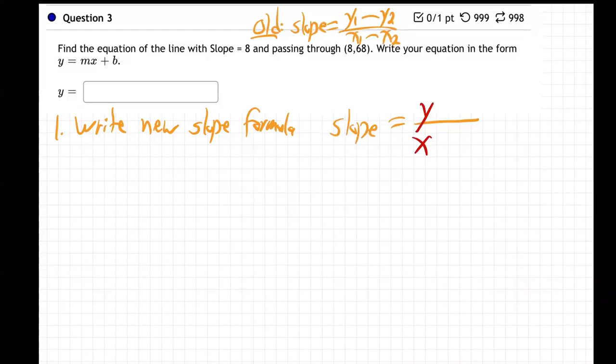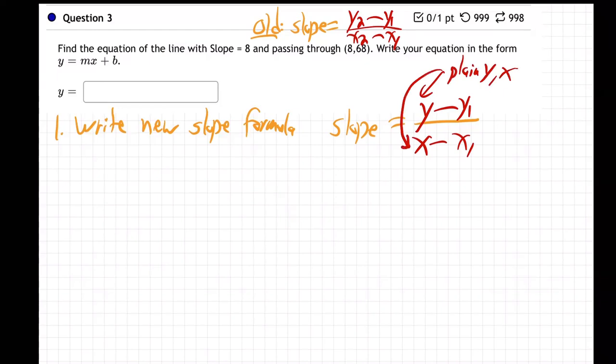Or actually, you know what? Let me write it again. Normally, this is written y2 minus y1 over x2 minus x1. It doesn't really matter. But anyway, I'm just going to put it like this. So this is a plain y and x. See that? That's the only difference.